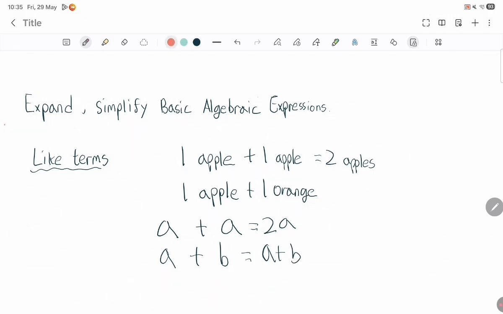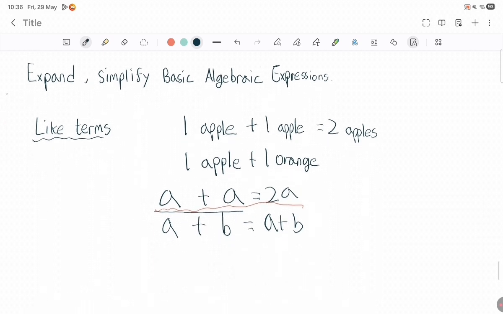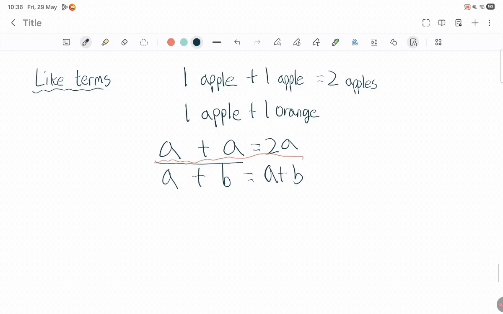So what happened? If you see this one, you kind of combine those two same variables, A and A. Those two have the same variable, and so you can add them or subtract them. Let's see some more examples to make things easier.